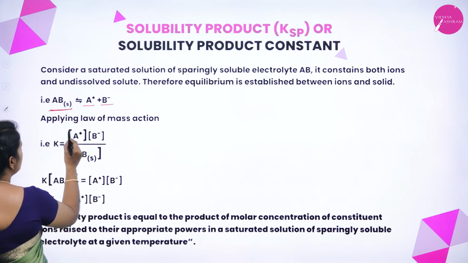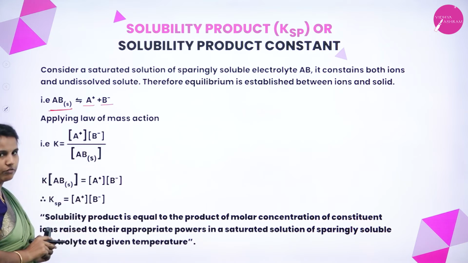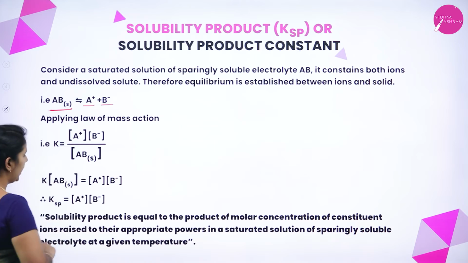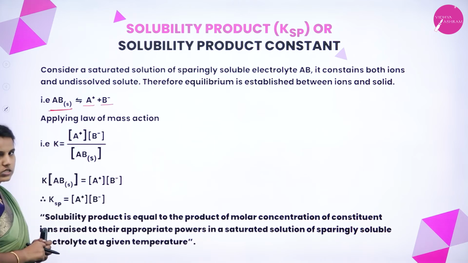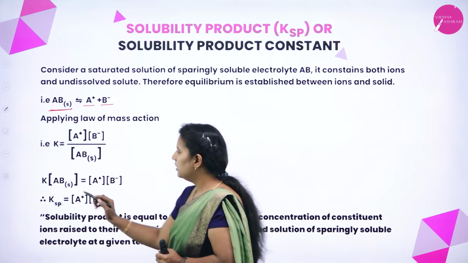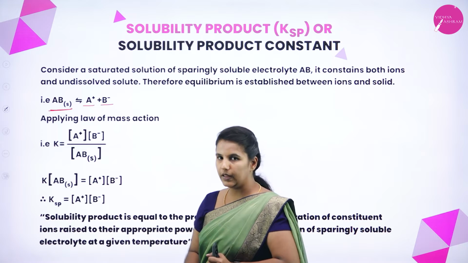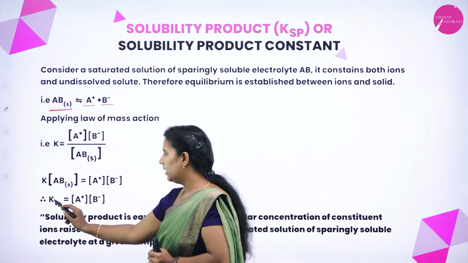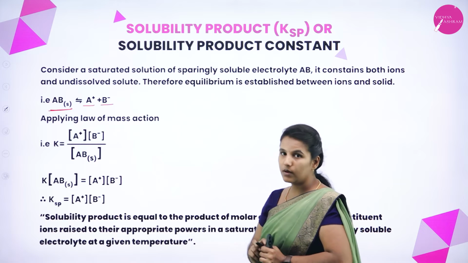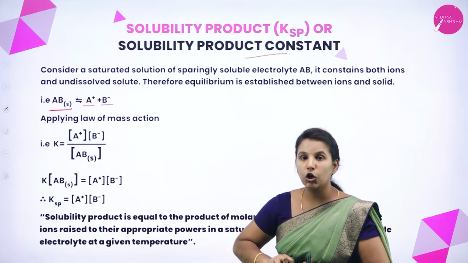it is obtained by the ratio of the product divided by the reactant. So, K is equal to the molar concentration of the products divided by the molar concentration of the reactant. Now, I will multiply K with the molar concentration of AB, which is equal to the molar concentration of A into the molar concentration of B. I will call the equilibrium constant K into the molar concentration of AB, which is nothing but KSP, which is known as the solubility equilibrium constant, solubility product or solubility product constant.